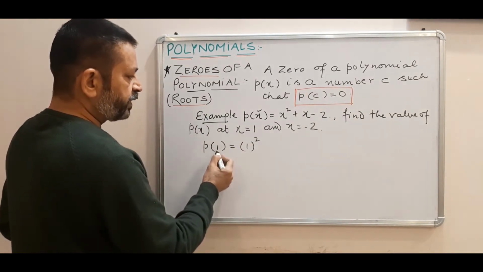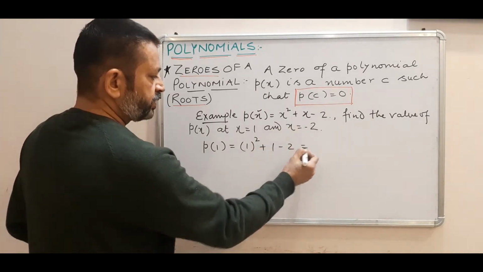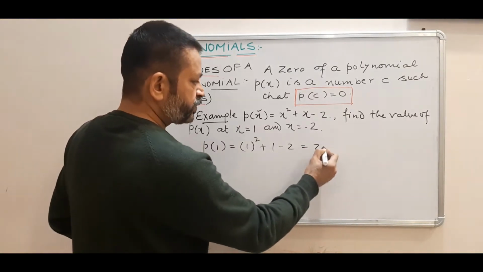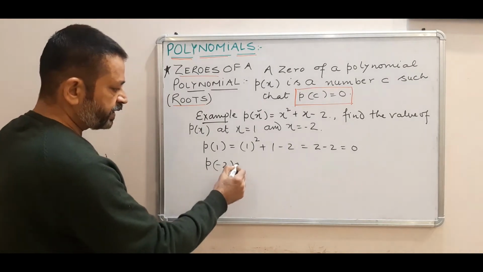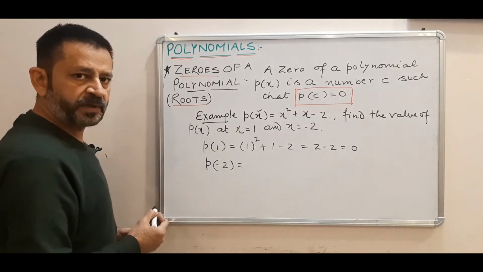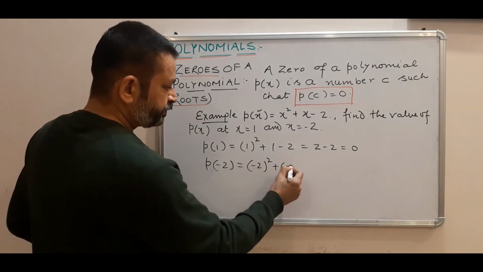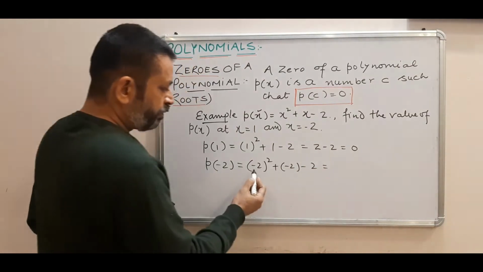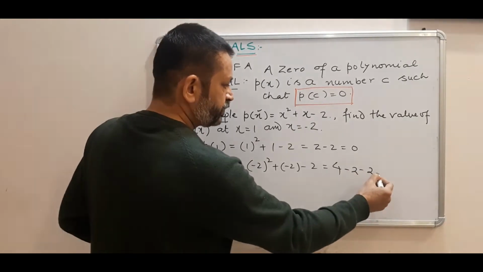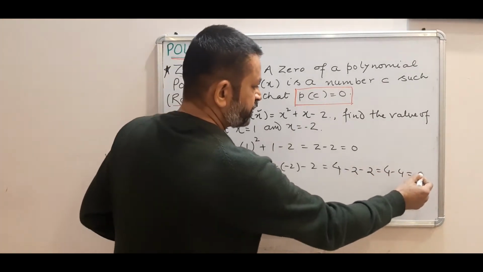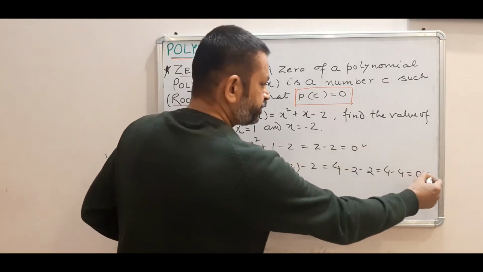So now input is 1, so in place of x we'll put 1. So 1 square is 1, 1 plus 1 will be 2, 2 minus 2 is 0. Now find p(-2), that is the value of p(x) at x is equal to minus 2. So in place of x now we'll put minus 2. Minus 2 square is 4, plus minus 2 minus 2, this is 4 minus 4, which is 0 again. So in both the cases we are getting 0, right?